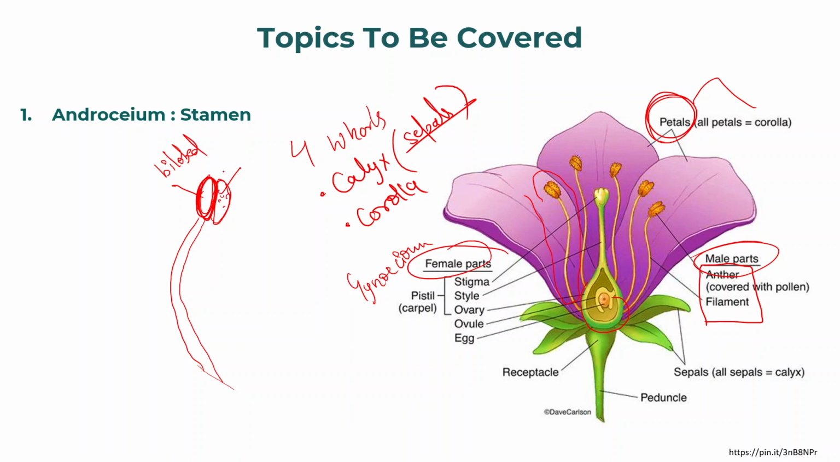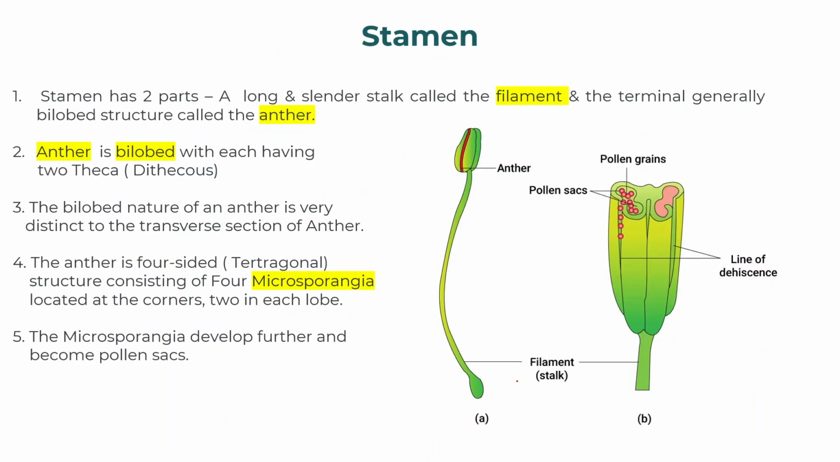But how does this anther reach the stage where it is full of pollen grains? From the very early stage to maturity, what were the tissues or the cells that led to the formation of the pollen grains? So in this video, we are going to discuss that. So let's start. Stamen has two parts.